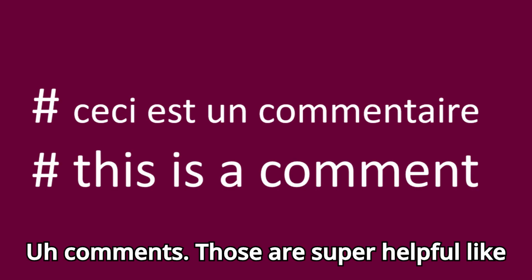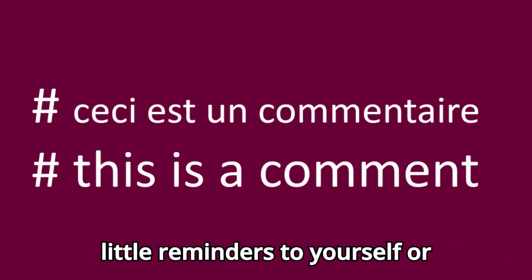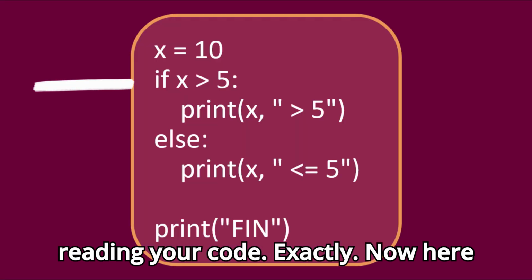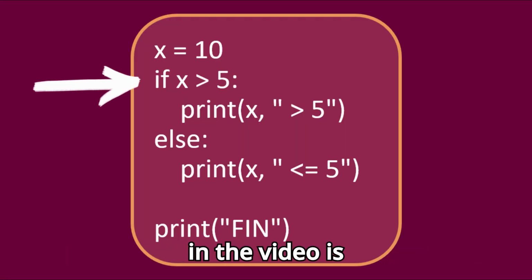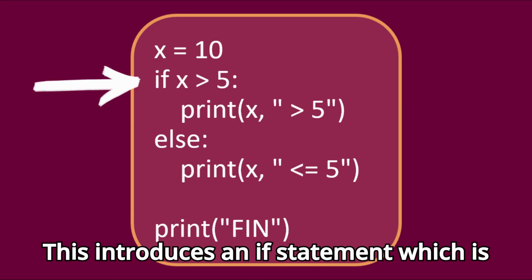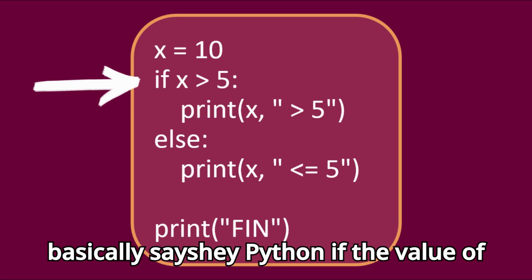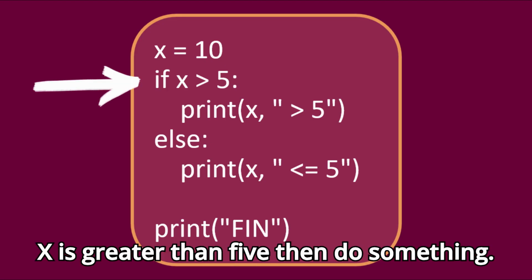Those are super helpful, like little reminders to yourself or explanations for anyone else who might be reading your code. Exactly. Now, here comes the interesting part. The next line in the video introduces an if statement, which is like a decision point in the code. It basically says, hey, Python, if the value of x is greater than 5, then do something.